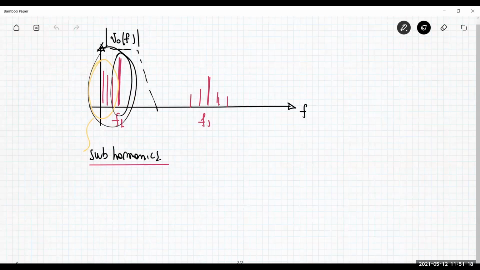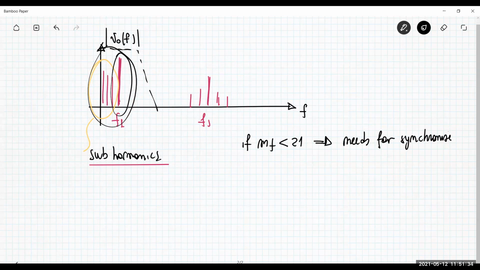So you need to synchronize Fs and F1 if you want to eliminate these subharmonics, because if you have an integer number as MF, then the subharmonics do not appear, and then this is not a problem. Okay, so this happens for MF very low.